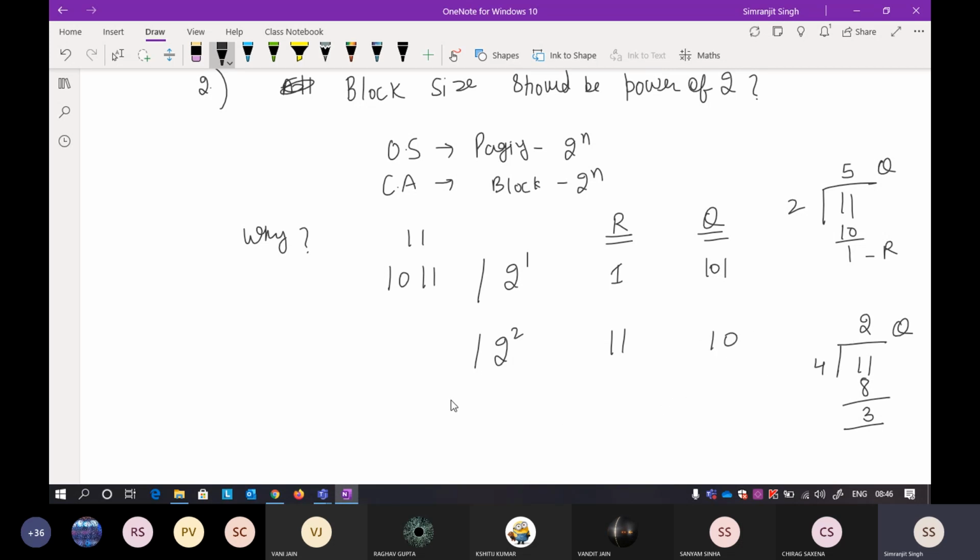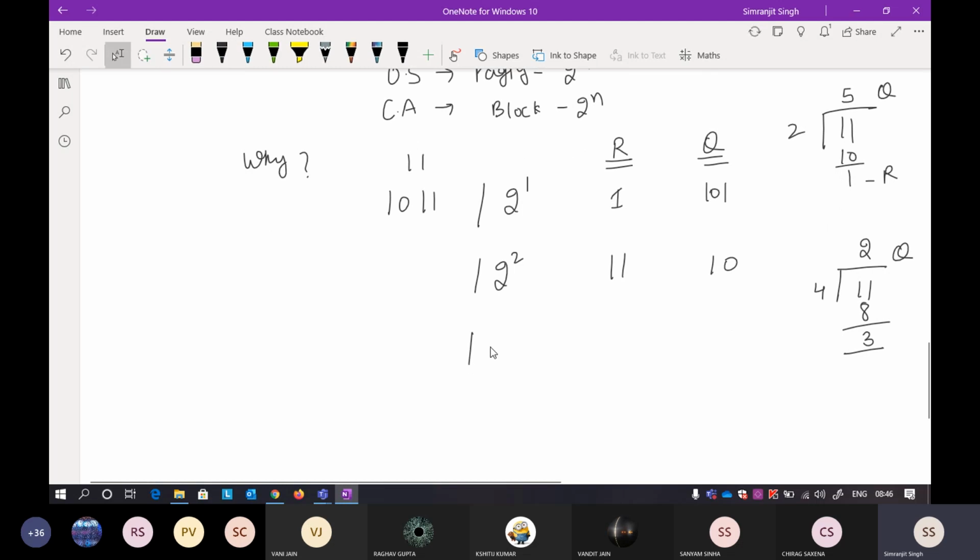In a similar way, observe this. If I divide this by 2 raised to power 3, that is 8, then 11 divided by 8 gives 1 once, and you will get the remainder as 3. So if I write it out, the quotient is 1, and the remainder here is 3, that is again 1 1.